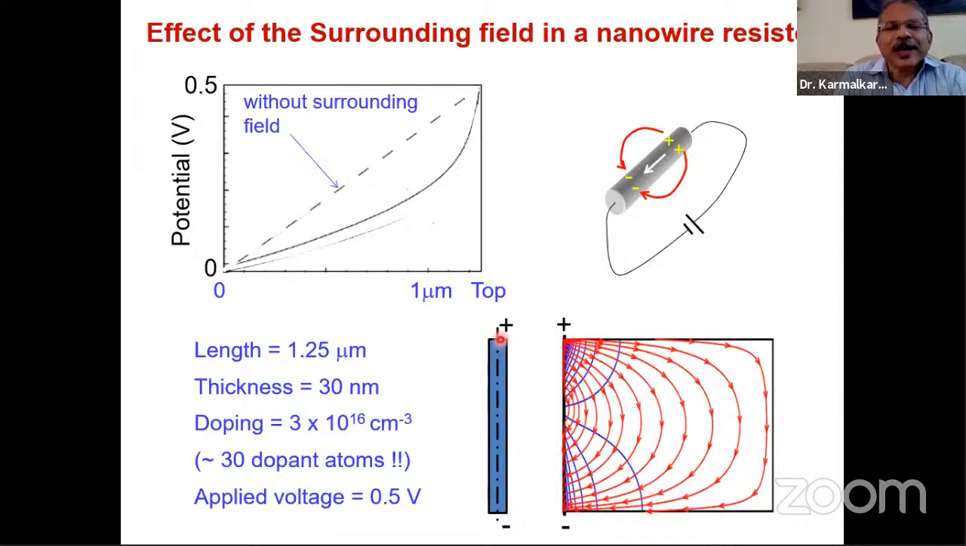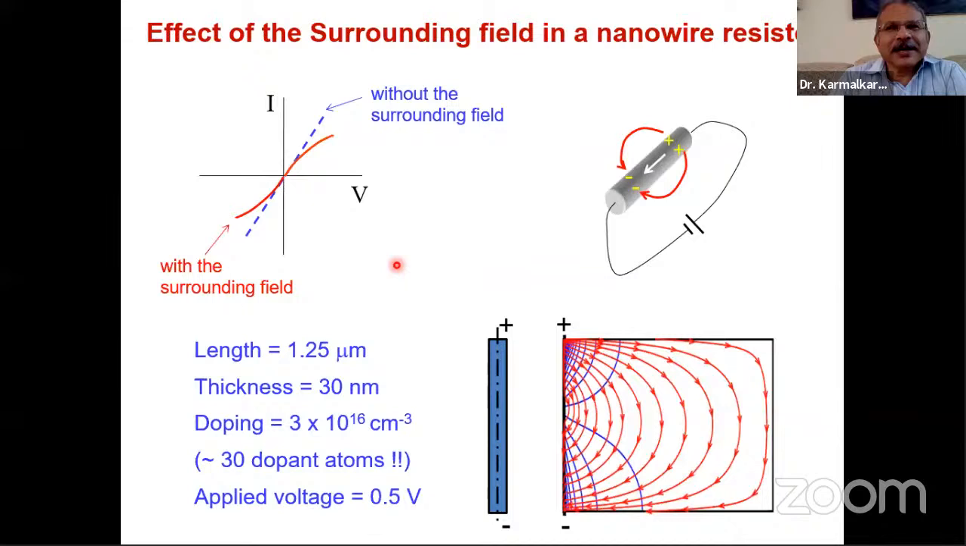How is the potential going to vary without the surrounding field? If this field is neglected and you just have an ohmic, only this field, then you will get a straight line. Potential will vary linearly from bottom to top. But when you take this into account, the simulation shows that the potential varies like this. It is non-linear. This is the effect of the surrounding field, which is there because of the nanoscale.